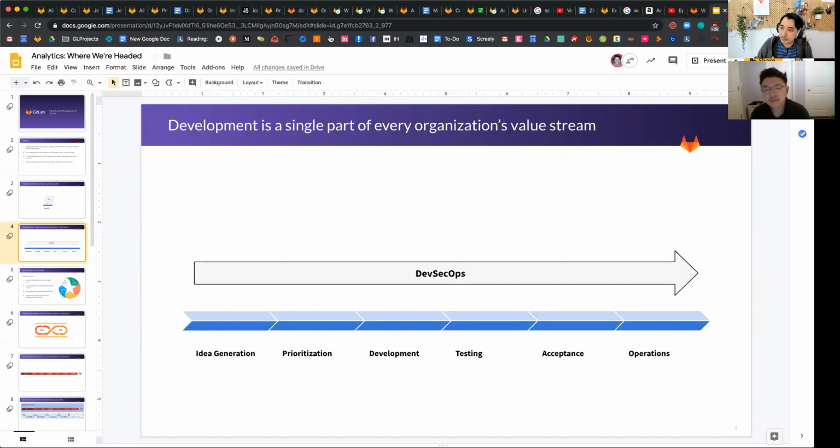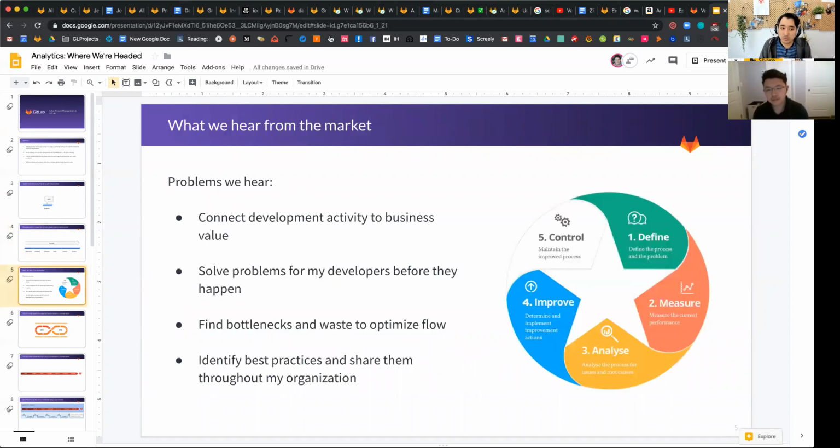That's why GitLab is so powerful, right? Because we have this single application viewpoint. It's end to end, we're putting this in a single application so that you can become a truly agile organization by having this visibility in all places in a single application. And that's what I hear from customers, which is, I don't know what the heck the business value of the things that we're doing is, because we're working with tools that just focus on one small part of the picture. I need to be able to solve problems for our developers before they happen.